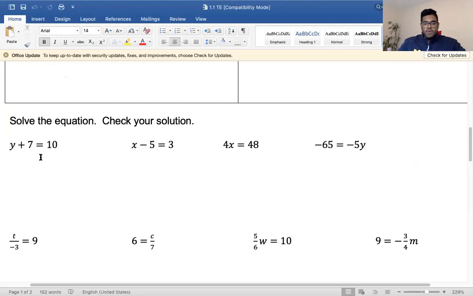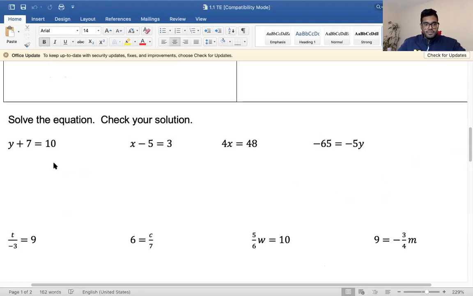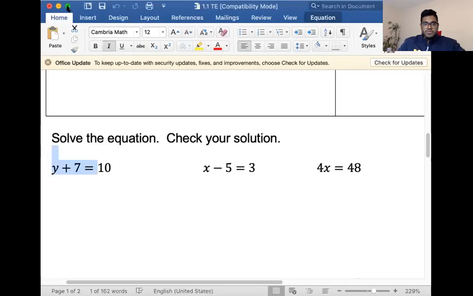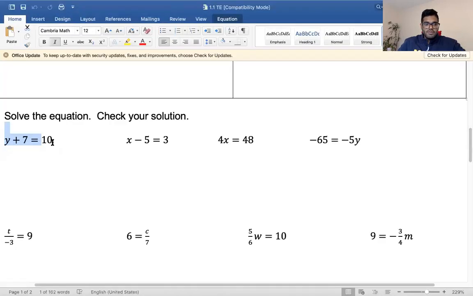So the first one, we have y plus 7 equals 10. All right, so I'm going to do the same thing. Once you get used to this, you don't have to draw this line in anymore, but I'm going to draw this line in for now. So we have two sides, right? We can work on either side of the equation. So you have y plus 7 equals 10. Again, I'm going to try to isolate the variable, whatever my variable is. In this case, my variable is y, so I'm going to try to get y alone.